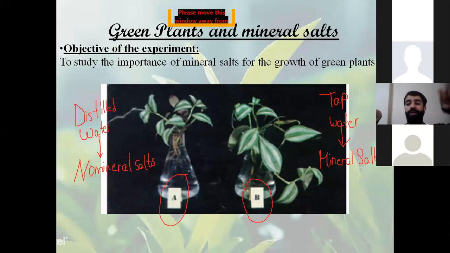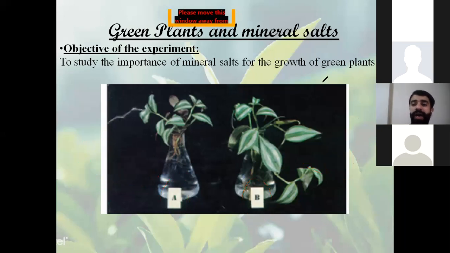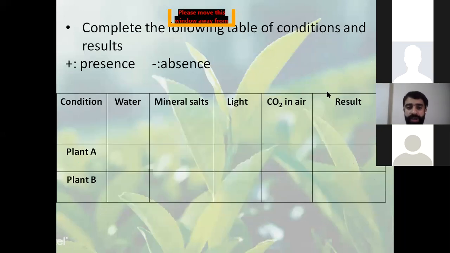We have water in both of them, but one of them is distilled and the other one is tap. So one of them contains minerals, which is the tap water, and the other contains no minerals. Very good. So the mineral salts is the variable factor. Thank you, Karam. Thank you, Aya also. Let's move now to the questions.